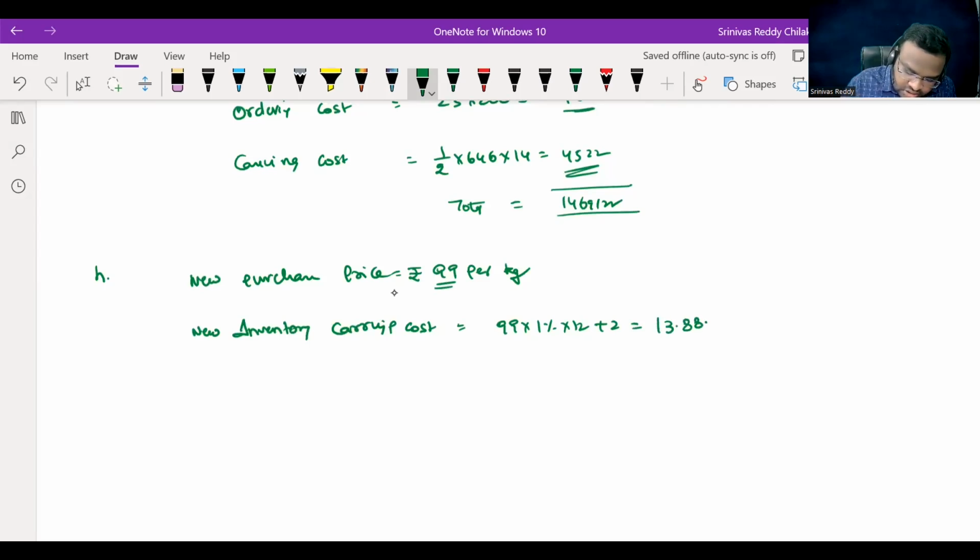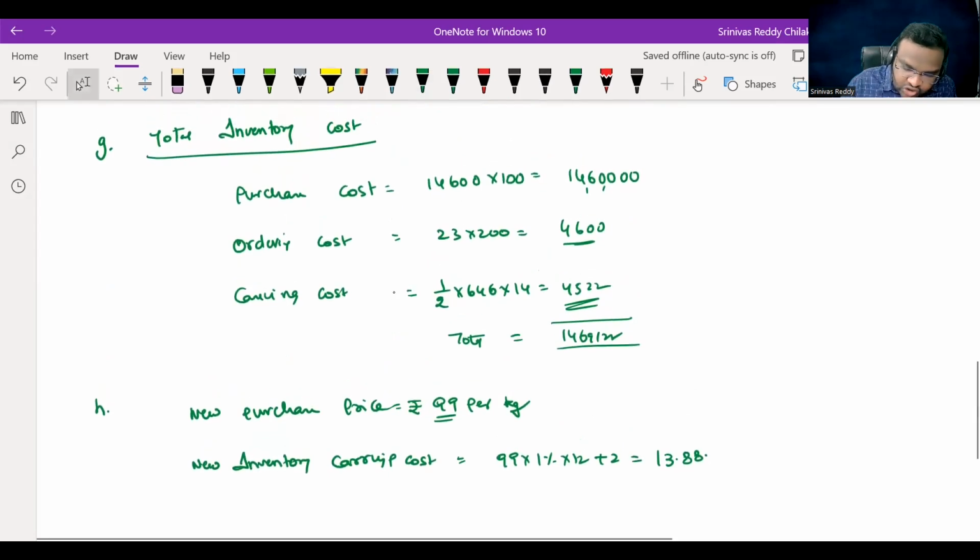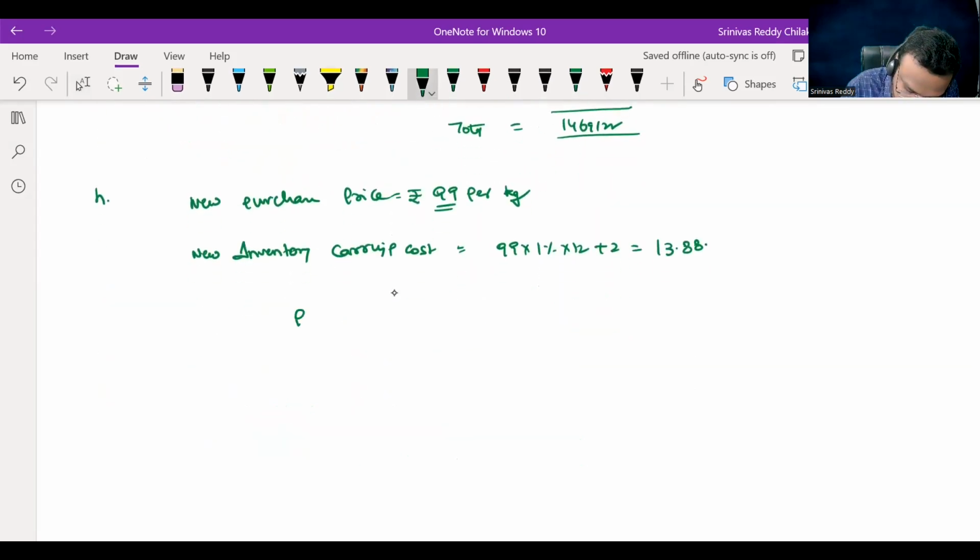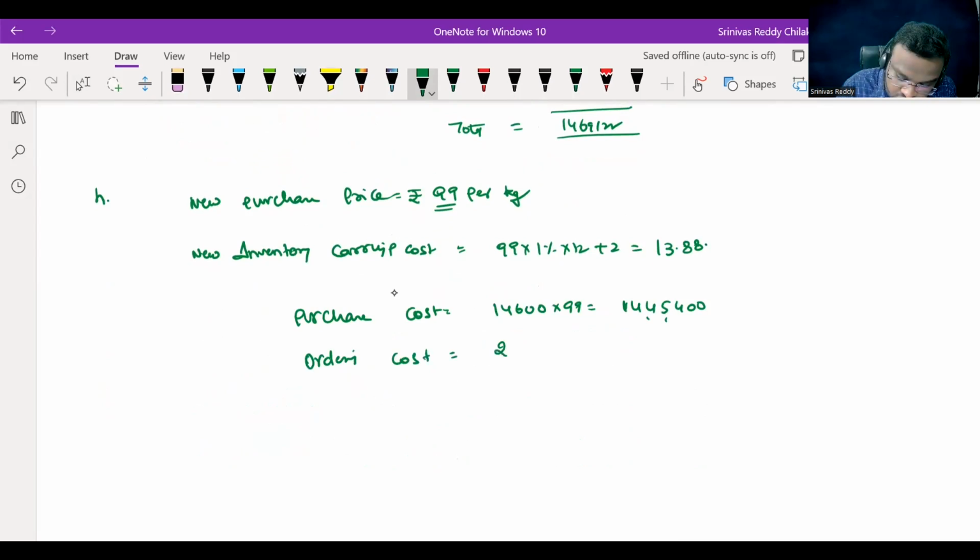₹13.88. I will work out the total inventory cost under the new method. Purchase cost: 14,600 into 99, which is 14,45,400. Ordering cost: we are placing only 2 orders, so 2 into 200, 400.